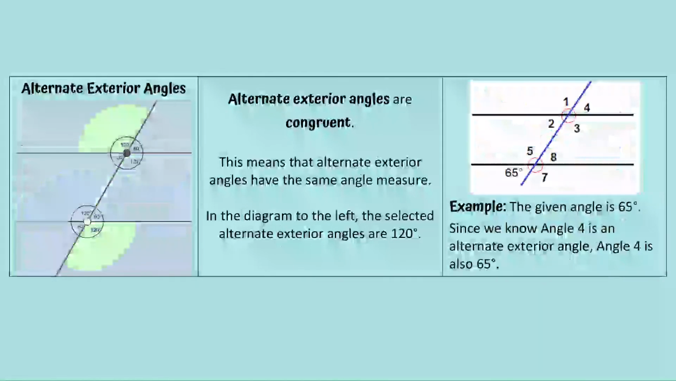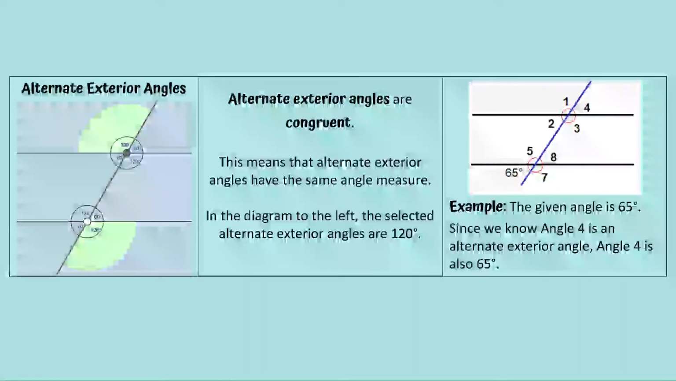Next, we learned about alternate exterior angles. Again, alternate refers to being on alternate sides of the transversal, opposite sides of the transversal. Exterior refers to being on the outside of the parallel lines. Alternate exterior angles are, again, congruent. So they have the same angle measure. In the diagram on the left, we see that the selected alternate exterior angles are 120 degrees. If we looked at the other set of alternate exterior angles, that would be 60 degrees.